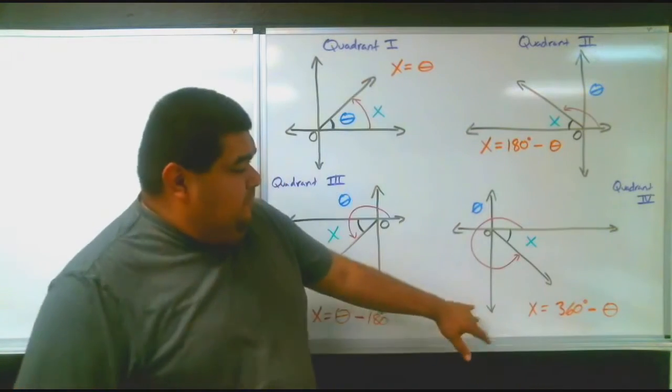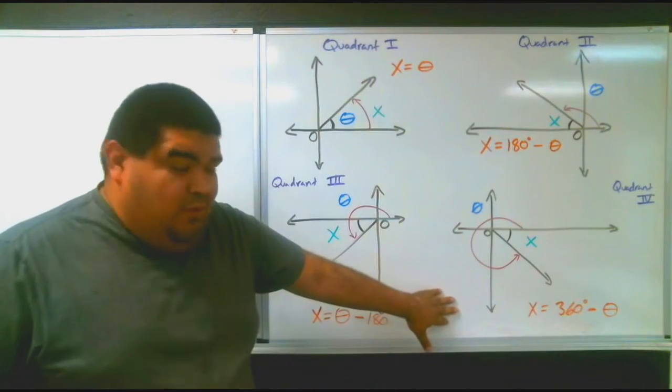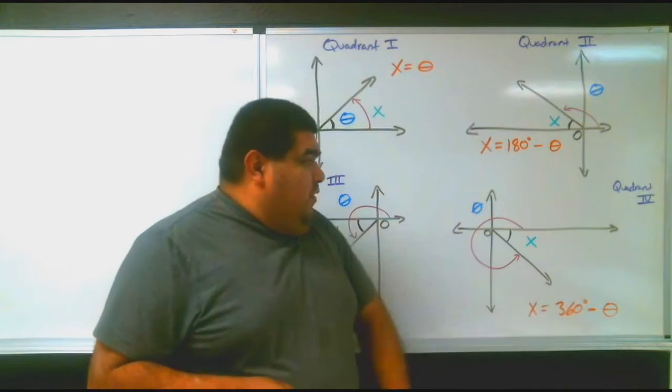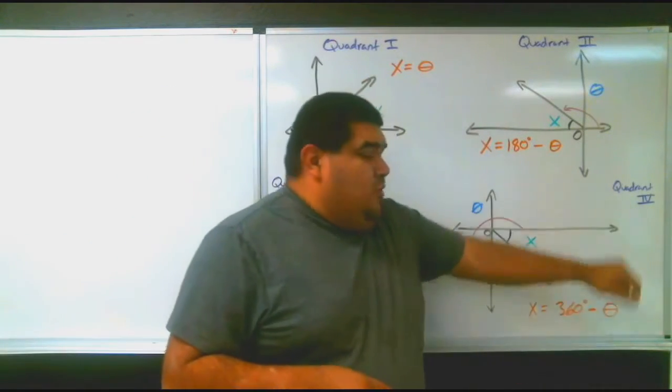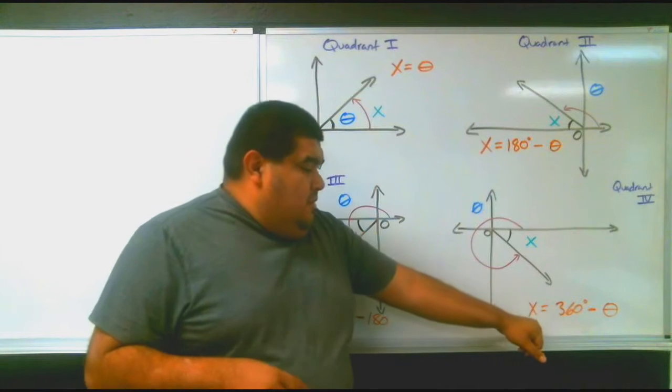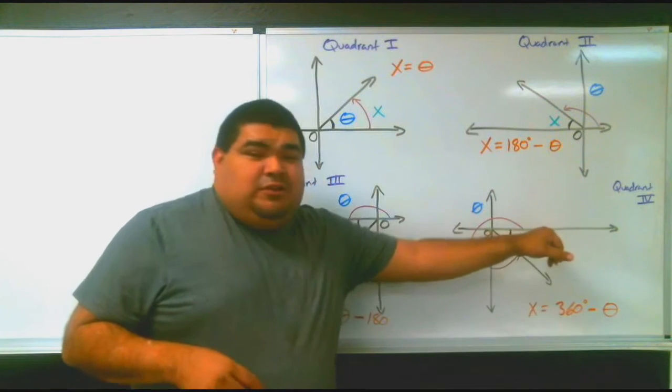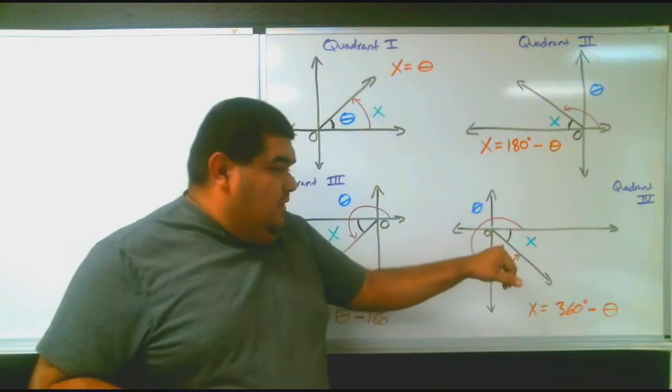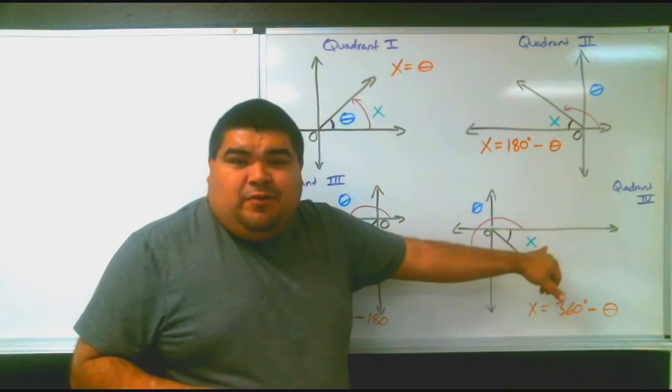And finally, we have the fourth one, which is quadrant 4. Again, x is always closest to your x-axis. In this case, we have our angle here.